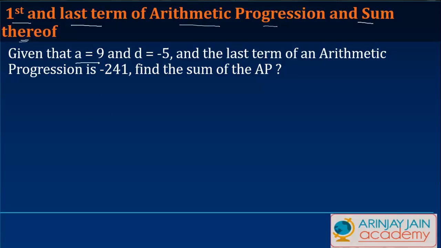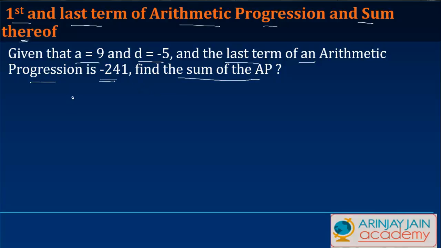Given that a is equal to 9. a is what? It is the first term. And d is equal to minus 5. d is what? It's the common difference. And the last term of an arithmetic progression is minus 241. Find the sum of an AP.